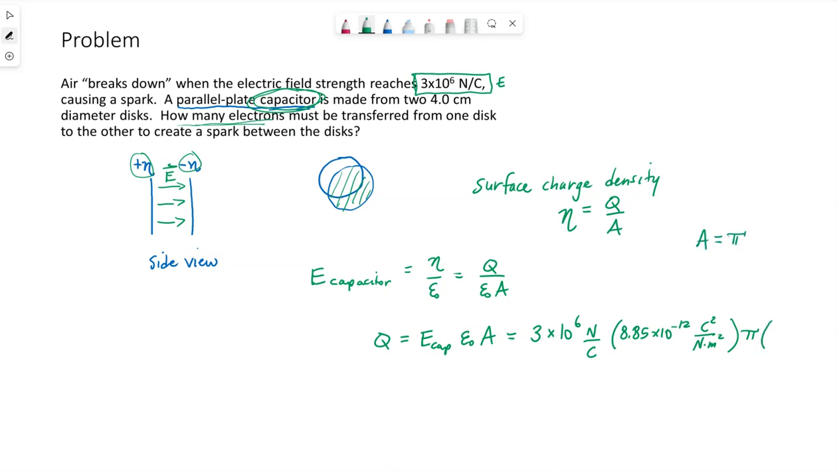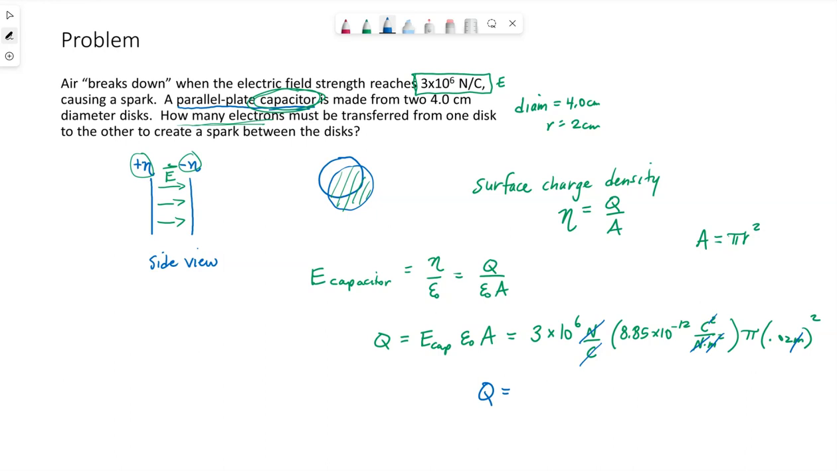It's a circle because they've given us a diameter. So area is pi r squared. Since the diameter is 4 centimeters, the radius, of course, will be 2 centimeters, which we want in meters, because in terms of our units, the newtons here are going to cancel. The meters, once we square them, will cancel. This coulomb will cancel with one of those, which in turn gives us coulombs, which is what we need if we're solving for charge.